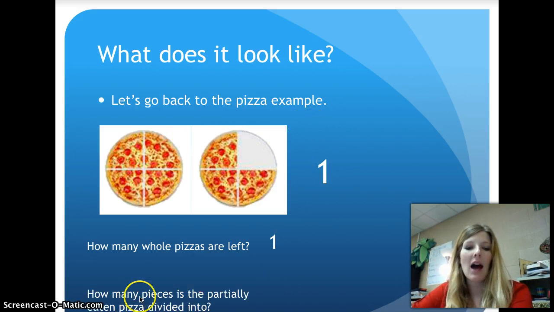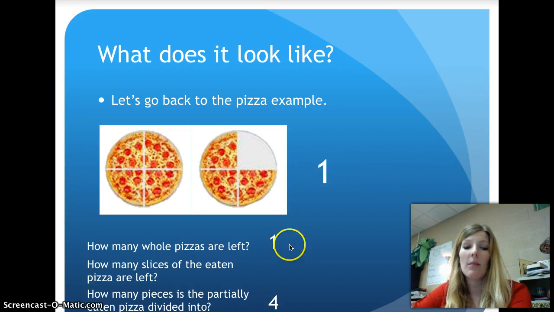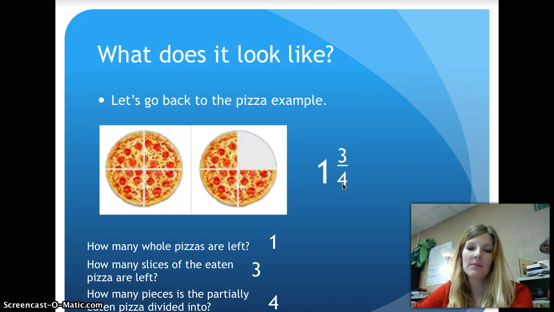So I'm going to ask, how many pieces is the partially eaten pizza divided into? 1, 2, 3, 4 pieces total, just like this one. So there's 4. How many slices of the eaten pizza are left? 1, 2, 3. I have 3 out of 4 total pieces. So my mixed number would be 1 whole pizza and 3/4 of a pizza. So I put those together, 1 and 3/4 left.